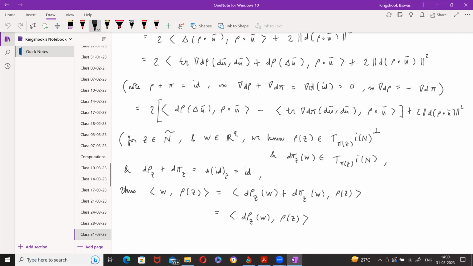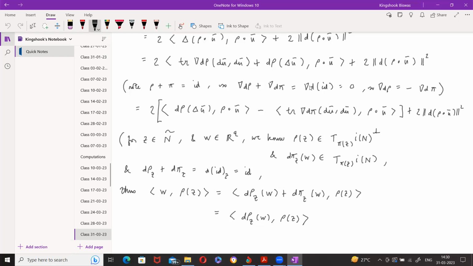And ρ itself is a vector valued function which takes values in the orthogonal complement to the tangent space. So dπ of w and ρ of z are orthogonal, so this term vanishes. Okay, so you're left with just this. Is this fine?